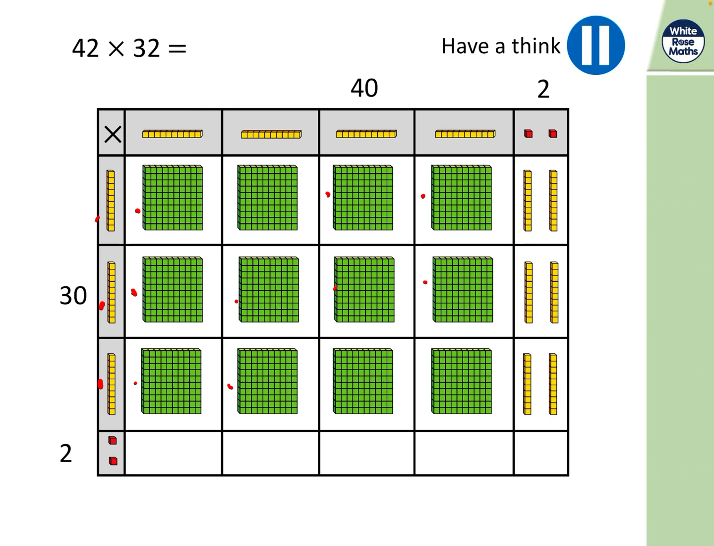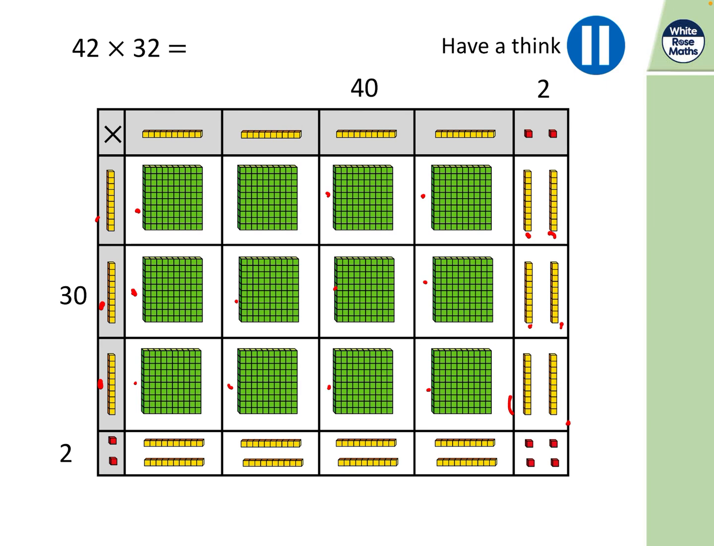And we've got 100, 200, 300, 400, 500, 600, 700, 800, 900, 1,000, 1,100, 1,200, 1,210, 20, 30, 40, 50, 60. So far we've got 1,260, and then we're going to do 2 times 10, 2 times 10, 2 times 10, 2 times 10, and 2 times 2. Here we go. Well done if yours looks like this.